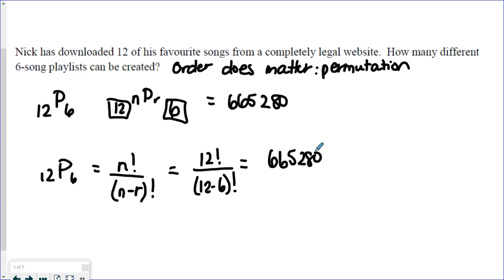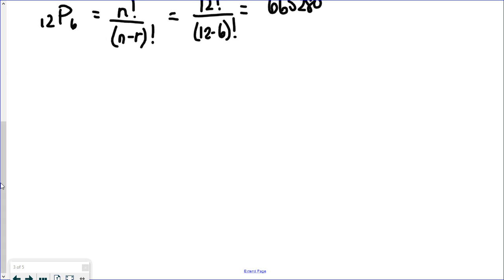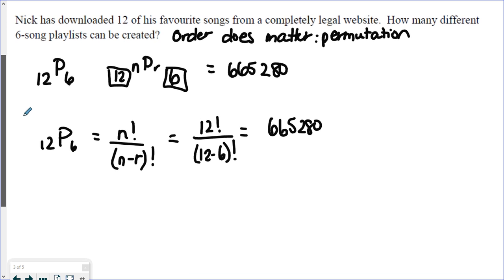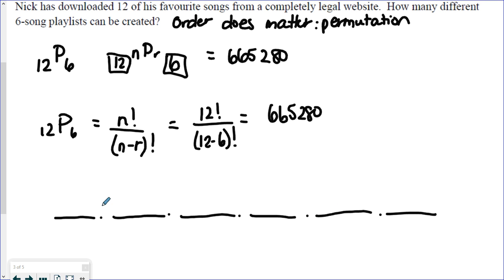The other way that we could do it is the fundamental counting principle. The first two ways use more of a permutation idea, but we could also think about our fundamental counting principle. So he wants a 6-song playlist: positions 1, 2, 3, 4, 5, 6. How many songs could be in the first position? Thinking about it, how many songs could be in the first place?